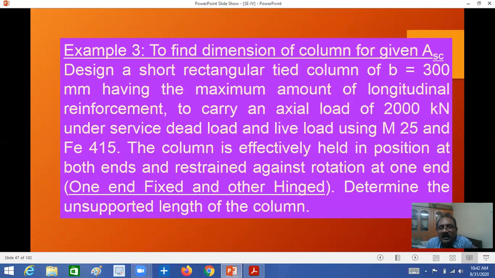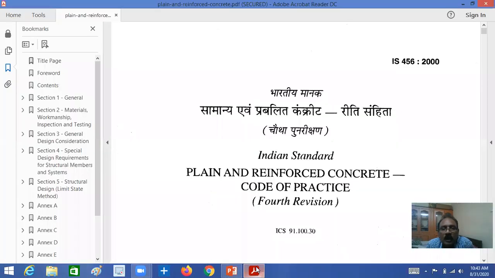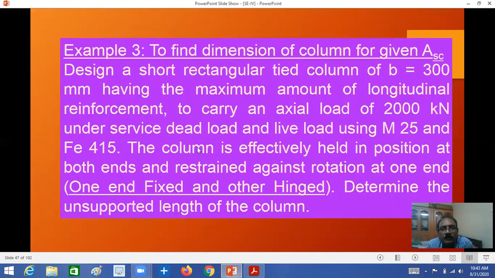The column is effectively held in position at both ends and restrained against rotation at one end, that is, one end fixed and other end hinged. Determine the unsupported length of column. For this type of problem you should have your IS 456 with you. I will explain how to solve these problems.